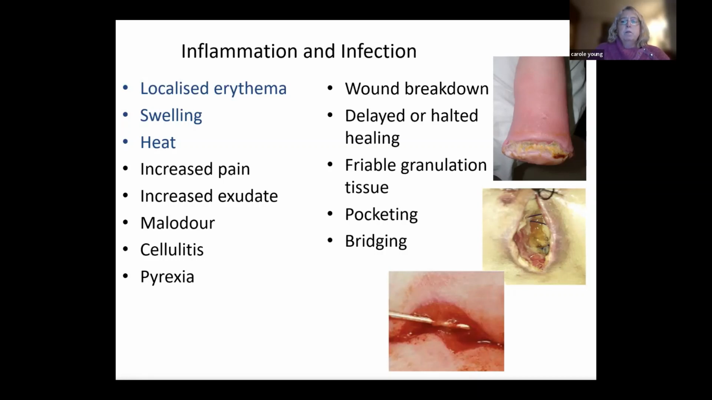Sometimes they almost look like little bubbles in the bottom of a wound. Or there might be bridging, and this is where you get a fragile development of cells without underlying structure. So you can pass a swab stick all the way under, like you can see in this picture. The bridge will break down because that tissue is not viable.